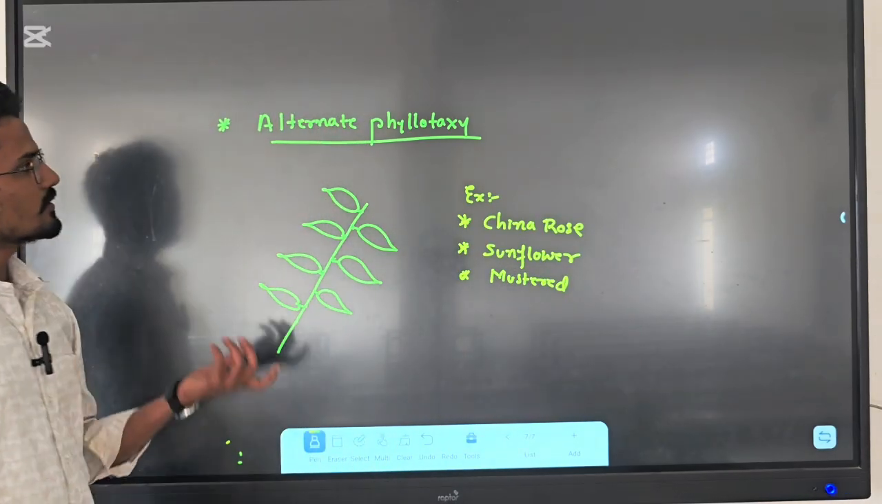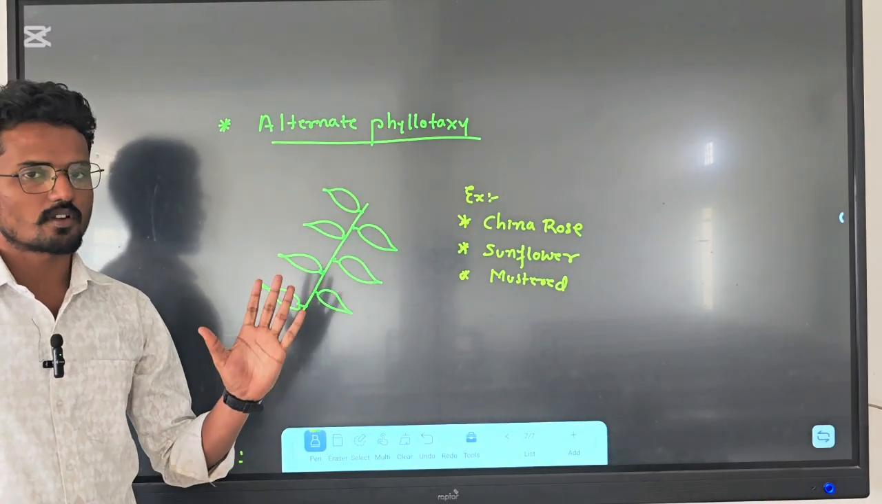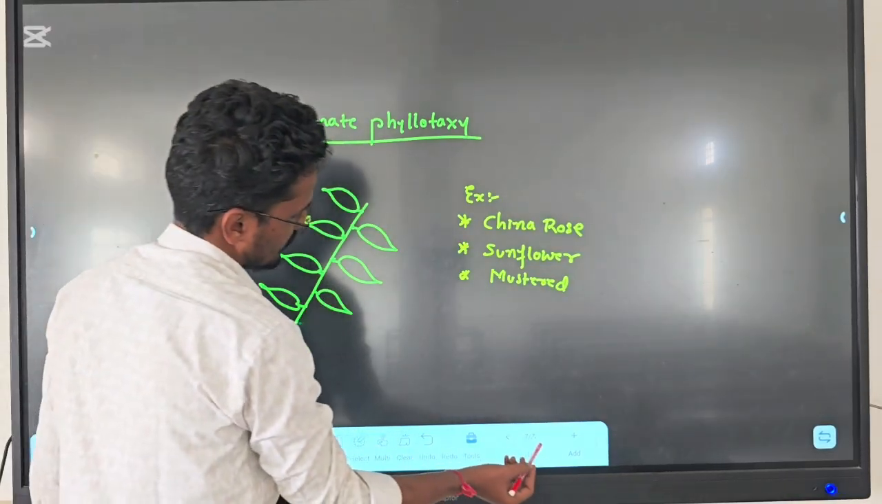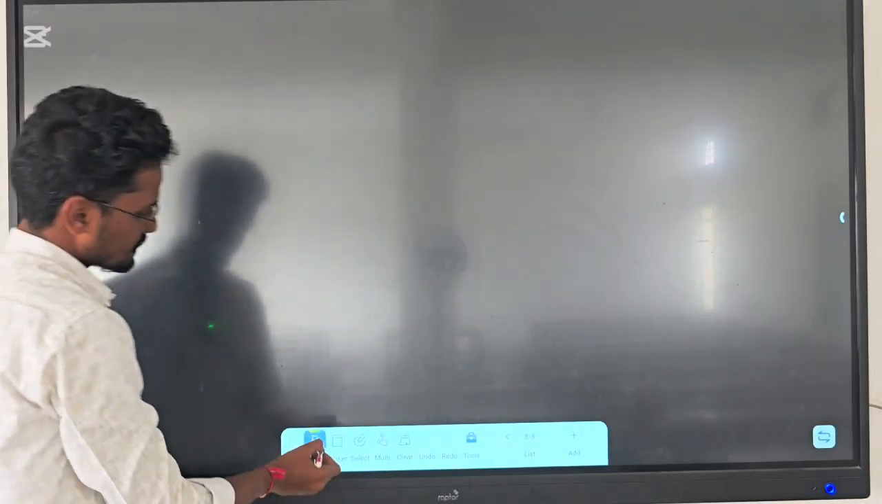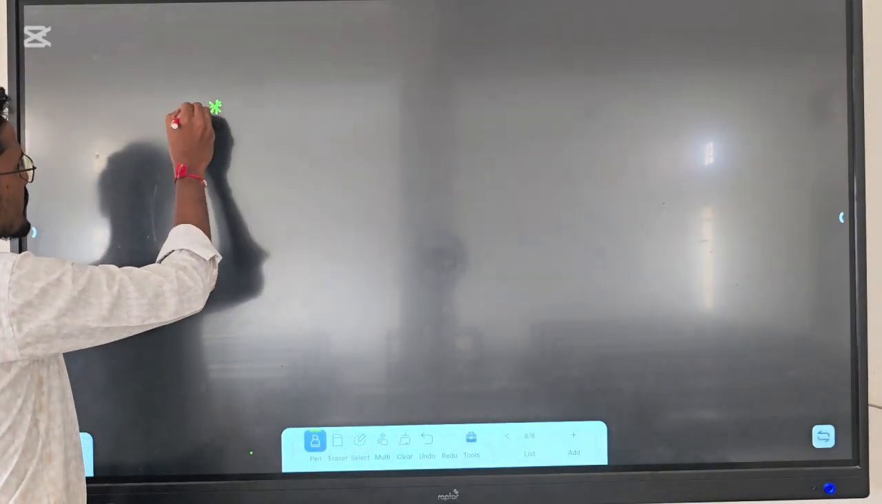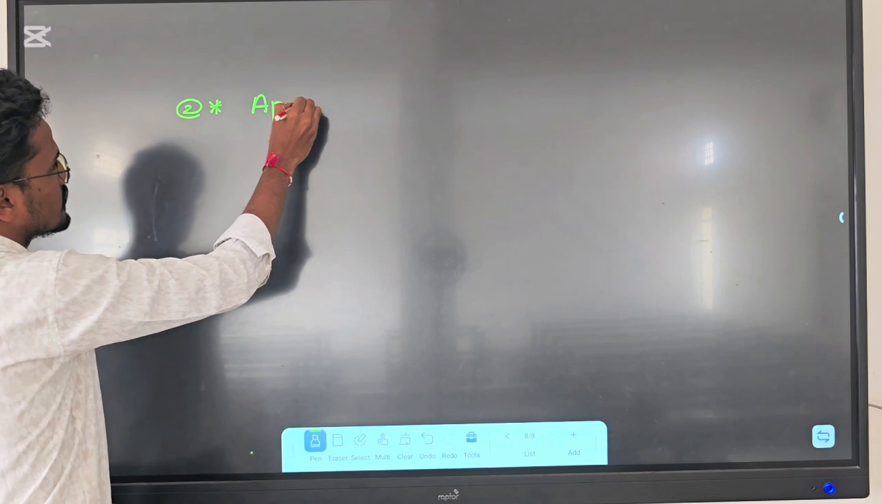Okay, you can see this type of phyllotaxy in mustard, China rose, and sunflower. Another important type of phyllotaxy we'll see in the next slide. That is the opposite type of phyllotaxy.